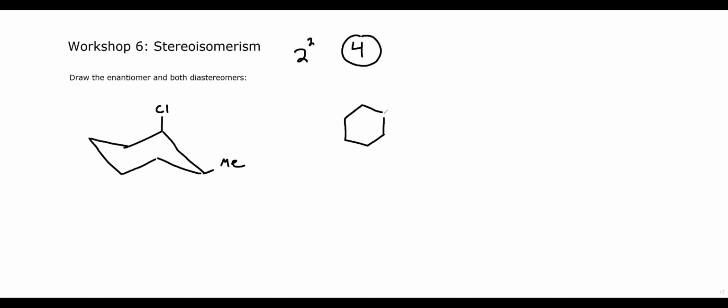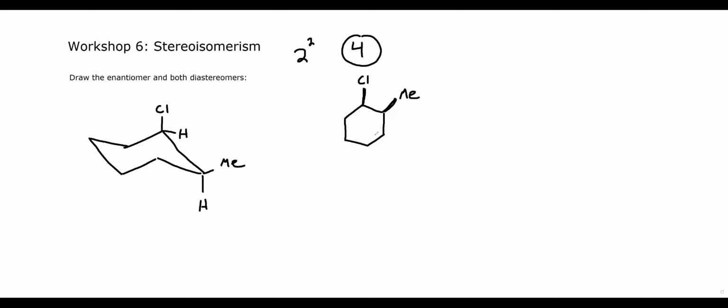So if we have a 6-membered ring, we have a chlorine in the up position. And then just next door, we have a methyl in the up position. Methyl in the up position. This is the molecule we're given.